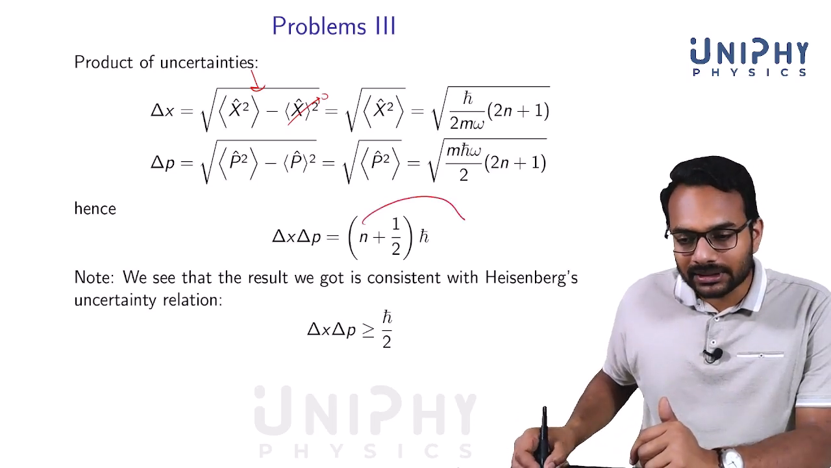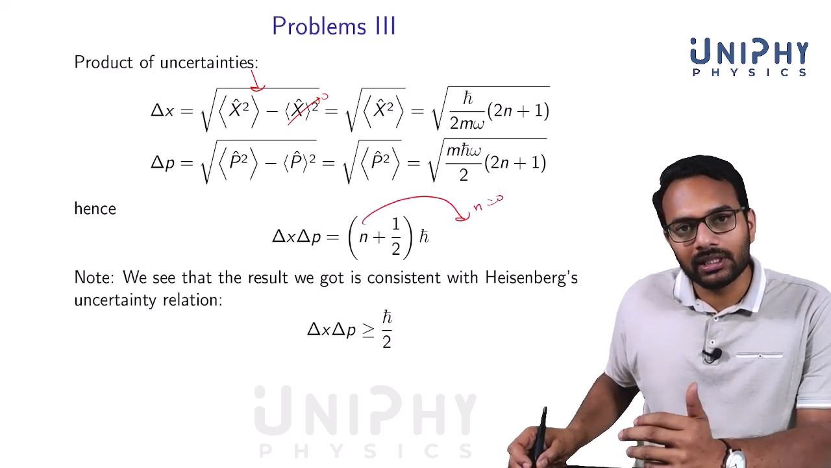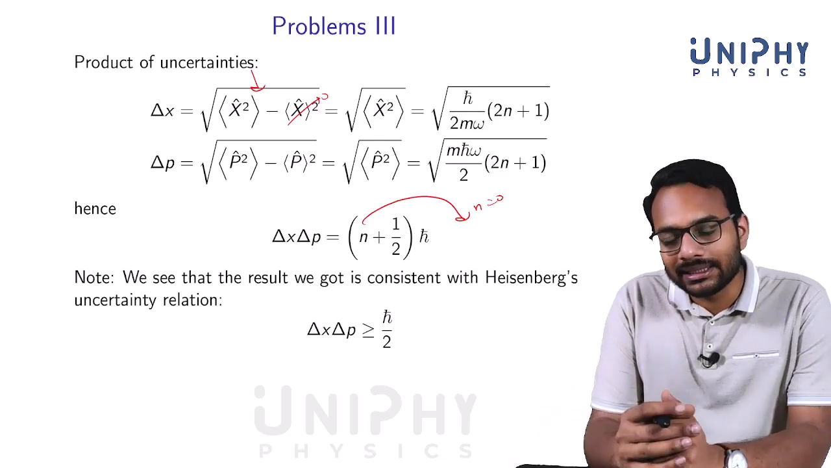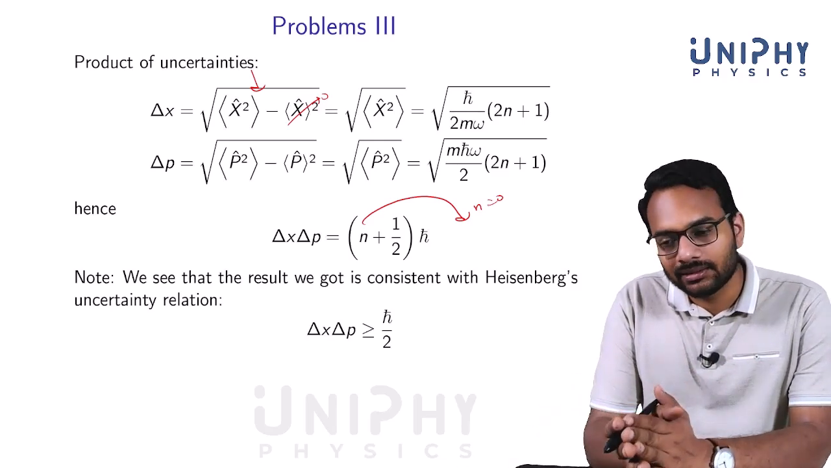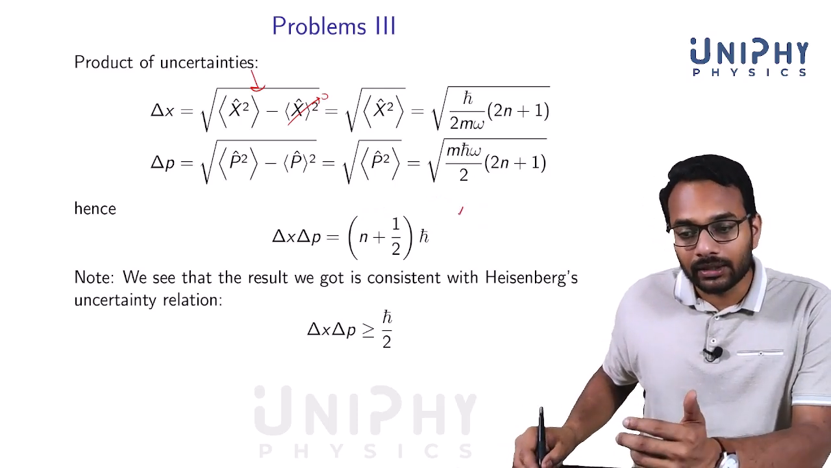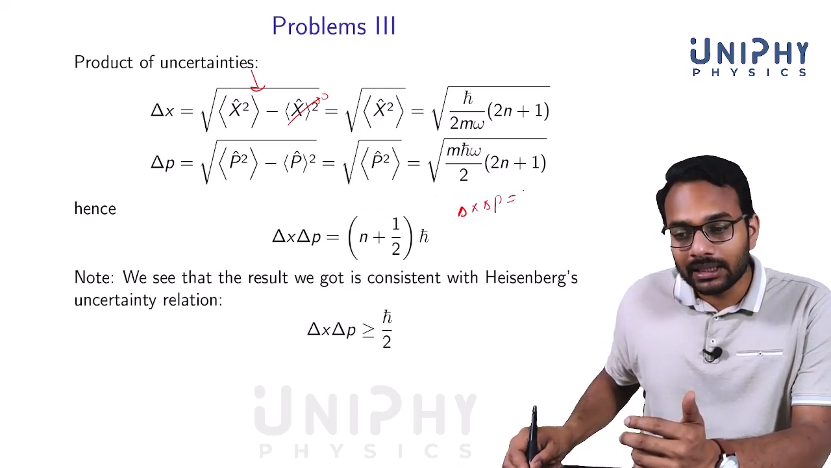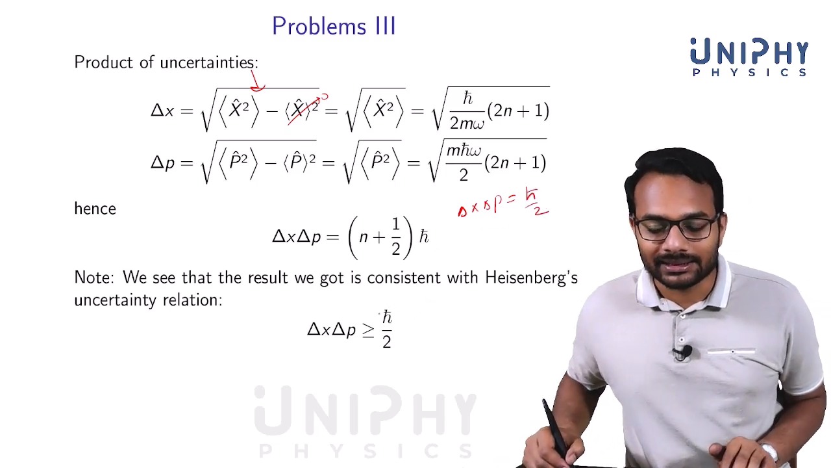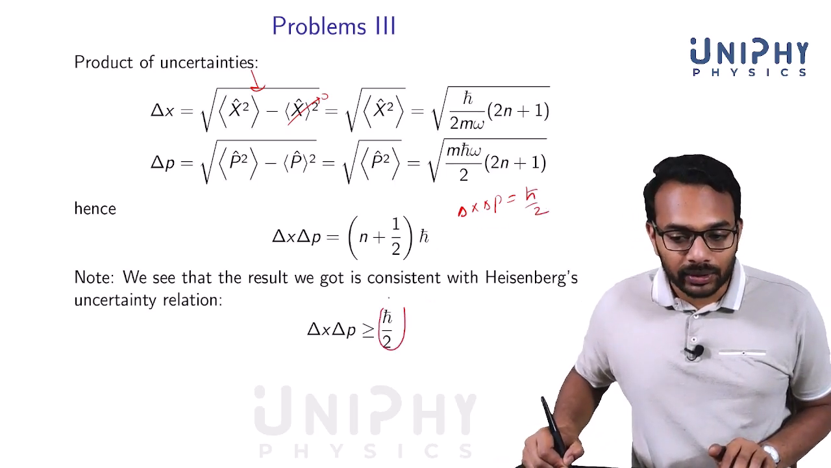Now, what happens if n equal to 0? If you are talking about the product of uncertainties in the ground state of the harmonic oscillator, then you just put n equal to 0 and you see that delta x delta p is equal to h cross by 2. The Heisenberg uncertainty relation says that it has to be greater than or equal to h cross by 2.